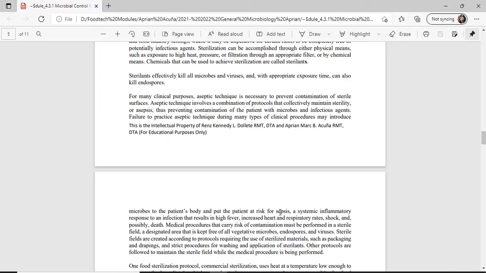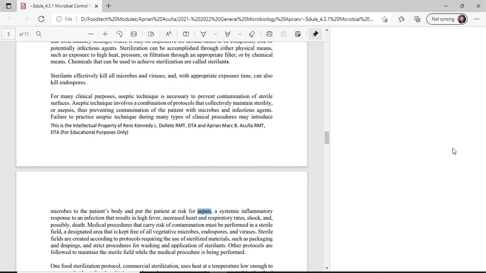Medical procedures that carry the risk of contamination must be performed in a sterile field, a designated area that is kept free from all vegetative microbes and also endospores and viruses. Sterile fields are created according to protocols requiring the use of sterilized materials such as packaging and drapings, and strict procedures for washing and application of sterilants. Other protocols are followed to maintain a sterile field while medical procedures are being performed.